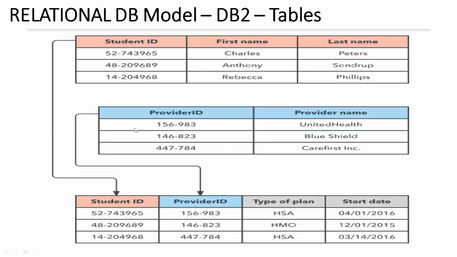These are tables, and in between the tables a relation will be there. Here you can see the first table is the student table. It has student ID, first name, last name. The second table is the policy table, with policy provider ID and policy provider name, the insurance company name. You can combine these two tables and create a new kind of report.